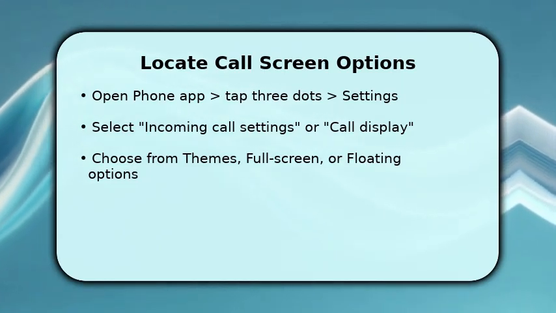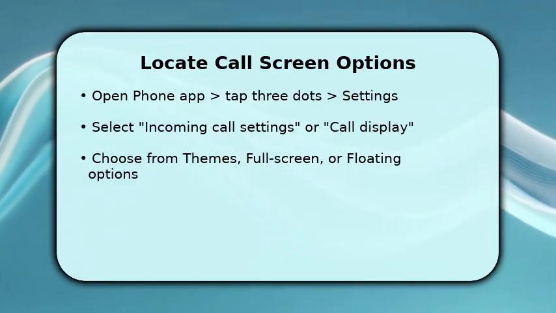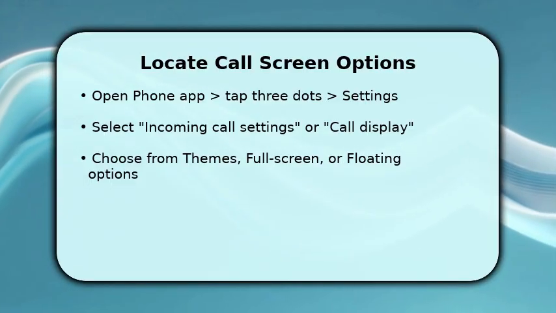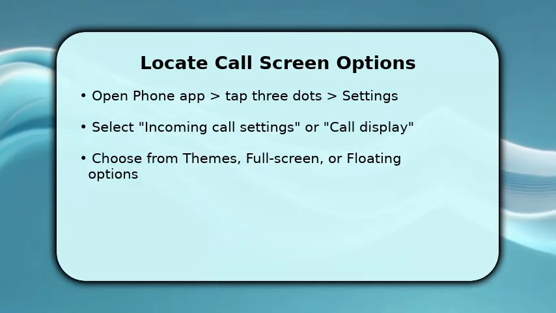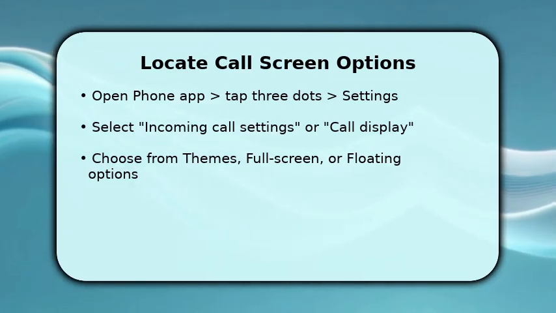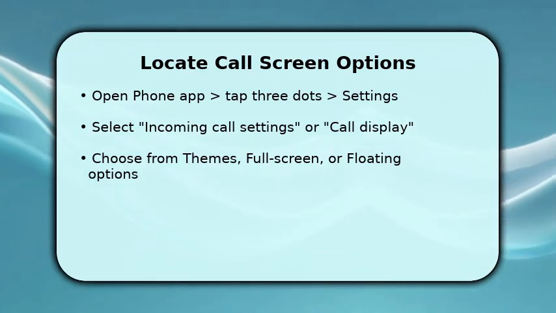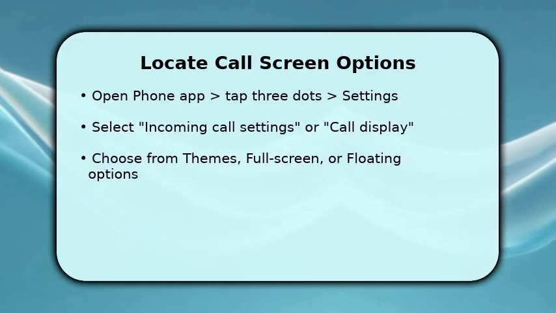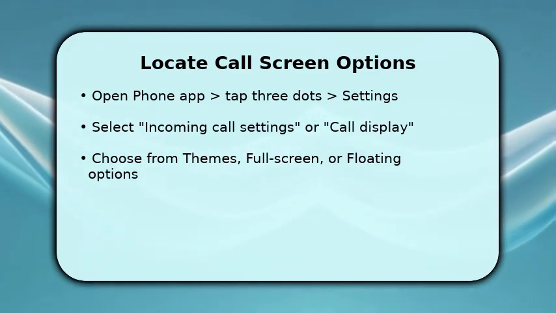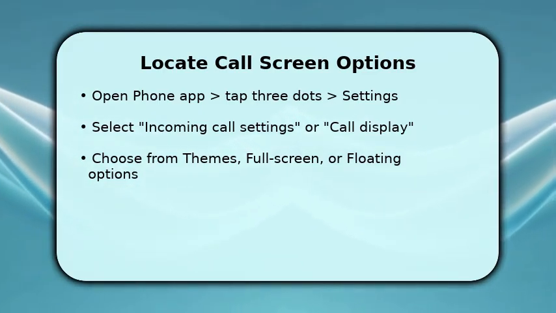Next, find incoming call settings or call display. Different Color OS builds rename this, so look for similar labels. Once inside, scan the choices: theme packs, full screen caller art, or compact floating windows. Make your selection based on preference. Full screen shows a large photo. Floating keeps everything accessible while you use other apps.